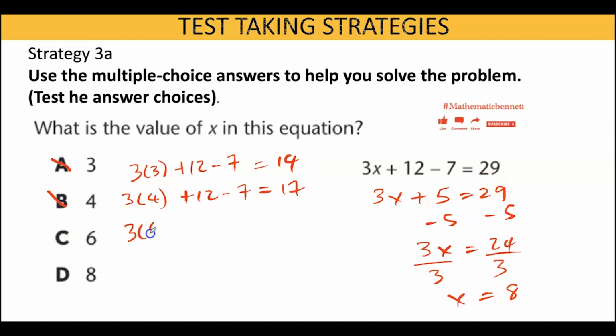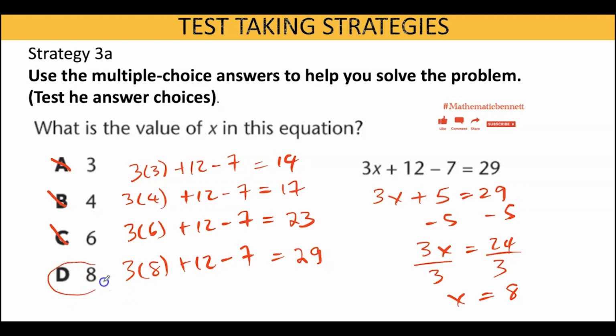So 3 times 6 plus 12 minus 7, and that would be equal to 3 times 6, 18. So that would be 23. And lastly, this can't be the answer because that's not true either. 3 times 8 plus 12 minus 7. So we know that 3 times 8 is 24 plus 5, that would give us 29. So we see that this was the answer.